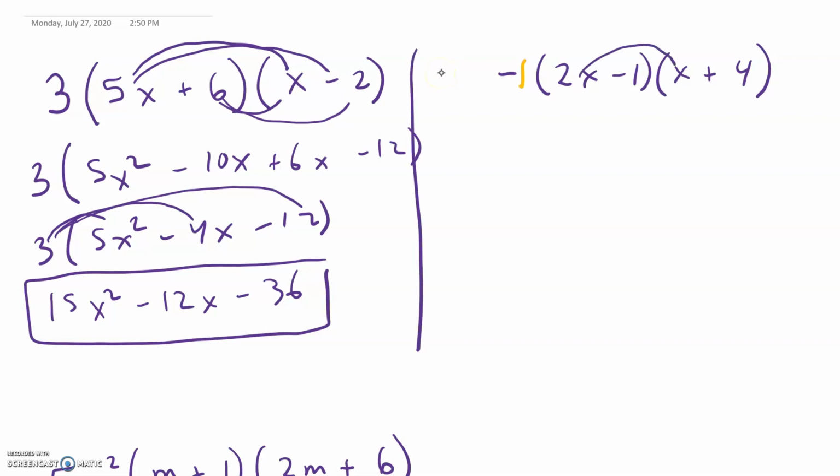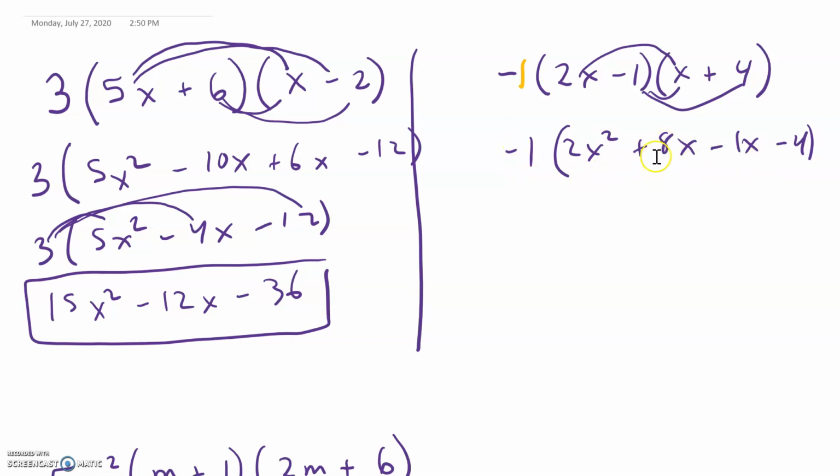Okay, so 2x times x is 2x squared. 2x times 4 is 8x. Negative 1 times x is negative 1x. And then negative 1 times 4 is negative 4. Put that in parentheses. Now just carry that negative 1 down. Don't forget about it. We got to deal with it later.